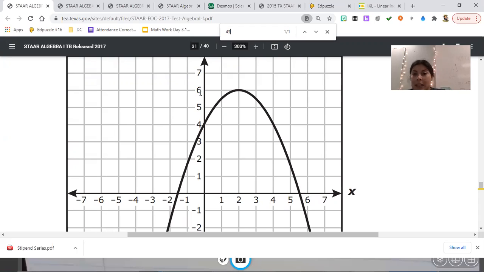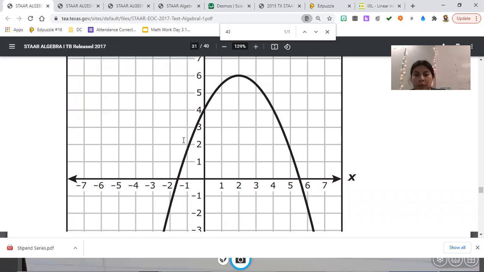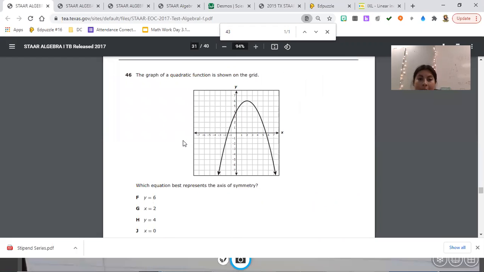Now tell me the axis of symmetry. Let me zoom out. What would be your axis of symmetry? So we said the vertex is 2, 6. So that means your axis of symmetry would be, let me write on here. The highest point was 2, 6. So your axis of symmetry is going to be x equals, because it's an up and down line, so it's going to be x equals 2. Good job if you got it correct. Let's do another one for practice.